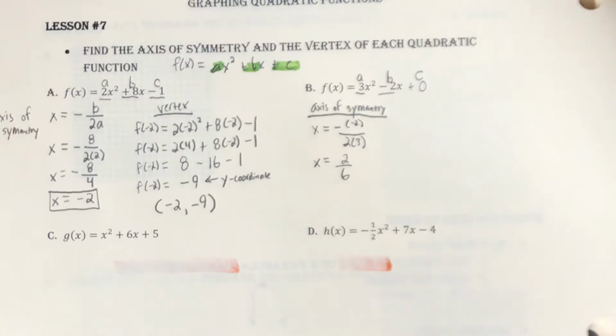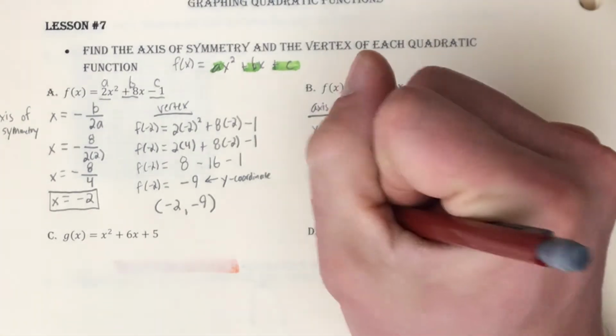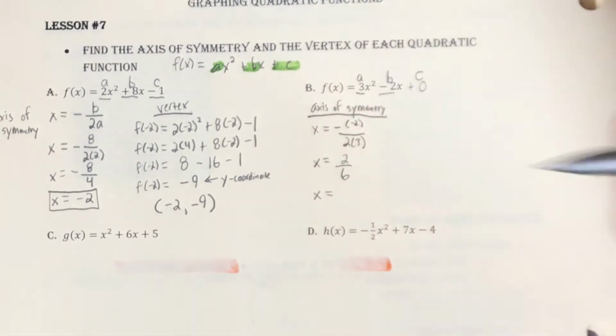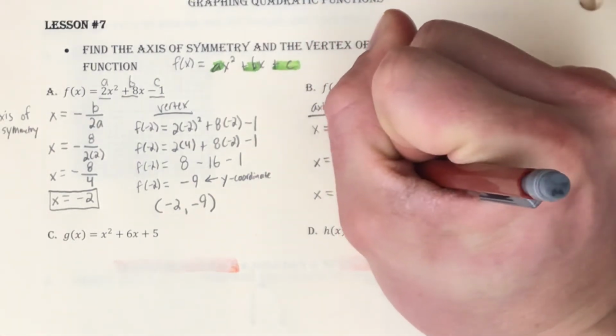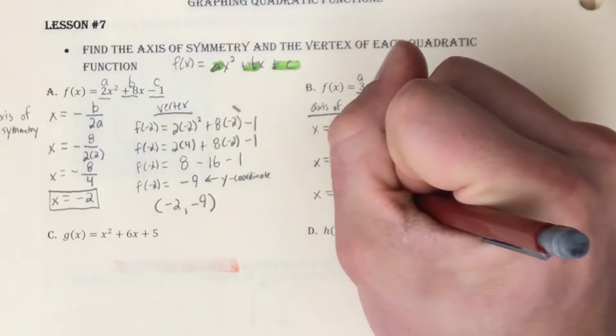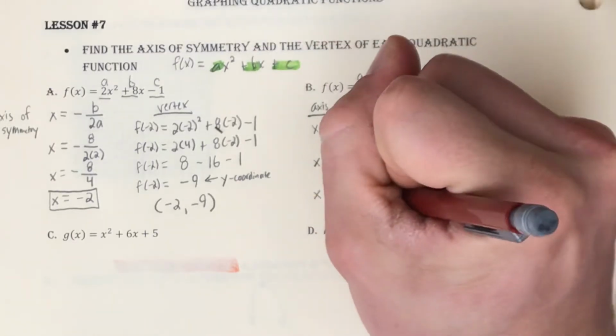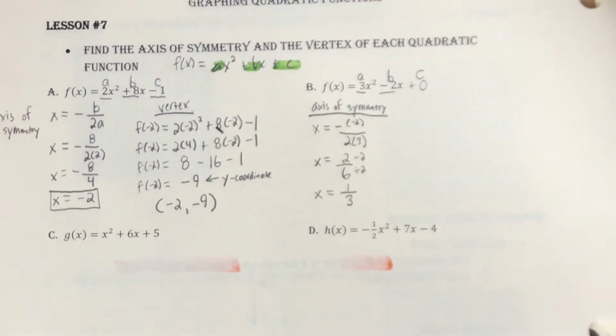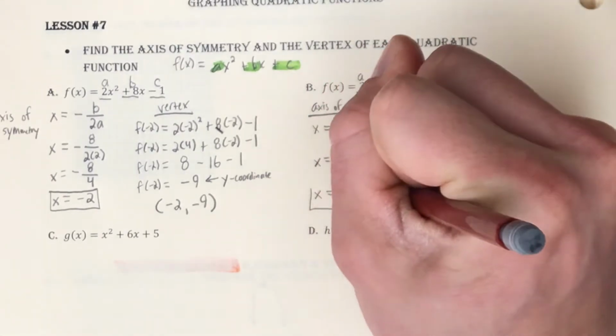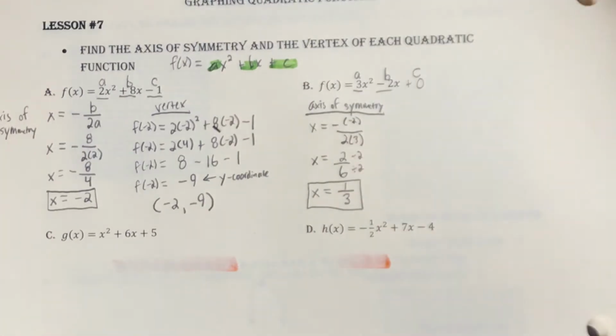Well, now you may say, I already know that 6 doesn't go into 2, so do I turn it into a decimal, or what do I do? Well, remember, as we've talked about, we don't turn it into a decimal, but we do want our fraction reduced all the way down. So do 2 and 6 have something in common? Oh, yep, they do. They both are divisible by 2, so I'm going to divide them both by 2. 2 divided by 2 is 1, and 6 divided by 2 is 3. So x equals 1/3 would be my axis of symmetry.